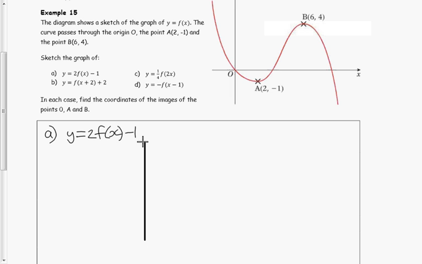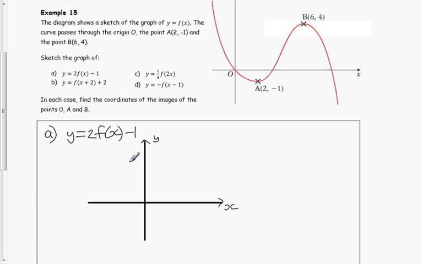So here's the vertical axis and the horizontal. Remember to label them. In this case, the labels are x and y. So let's think about this transformation, 2 times f of x. Well, the 2 is on the outside. If the 2 was on the inside of the brackets, then it would be a stretch in the x direction. But it's on the outside, so it's a stretch in the y direction. So these y values are going to be doubled. And then the minus 1 means 1 is going to be taken away from all the y values.